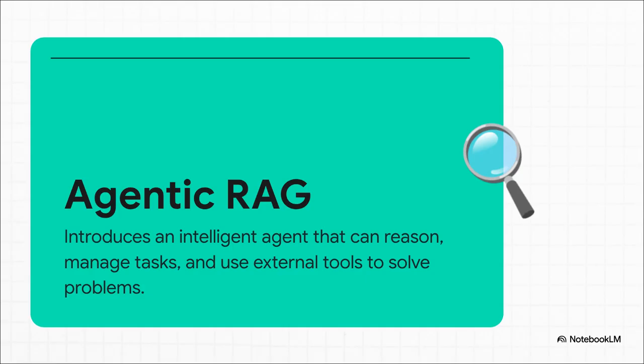Okay, think of it like this. You're hiring a super smart research assistant. This agent doesn't just find information. It can actually reason. It can plan out tasks, and it can use different tools, like a calculator or a database tool, to figure out really complex multi-step problems.